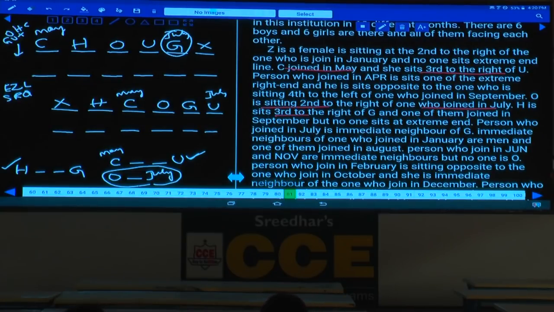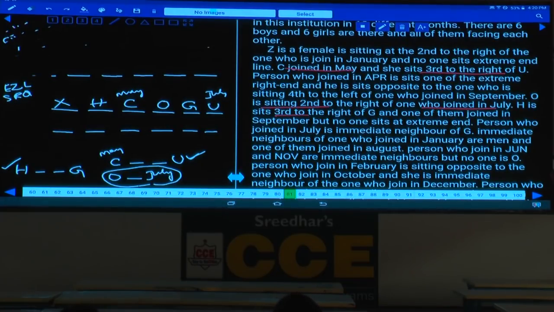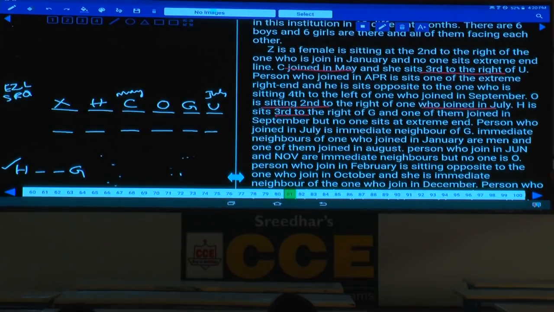Hence, in this case, now we have fixed the persons. Who are the persons here? X, H, C, O, G and U. And among these persons, either G or H must be September. Either G or H is September. Then coming to this one, H sits third to the right of the one. We have used all this information: C is in May, O is seated second to the right of July, and the next one.